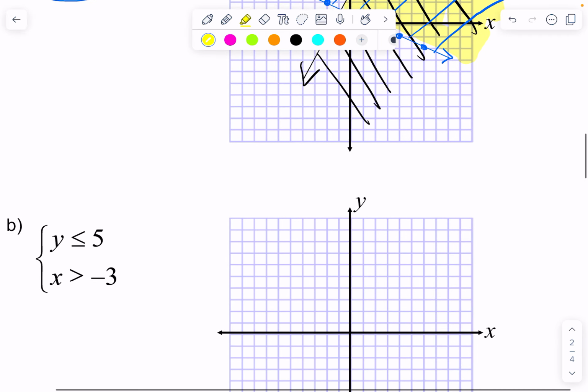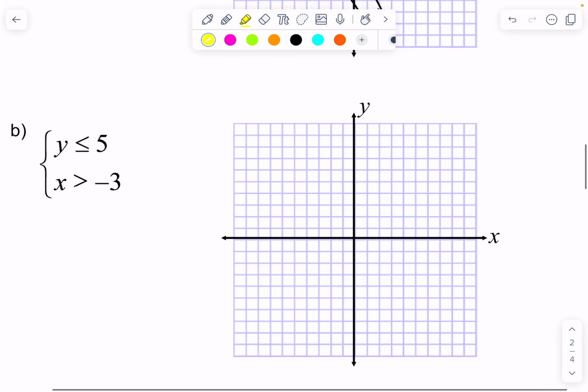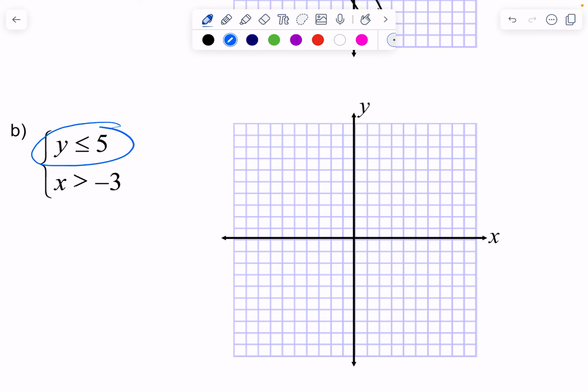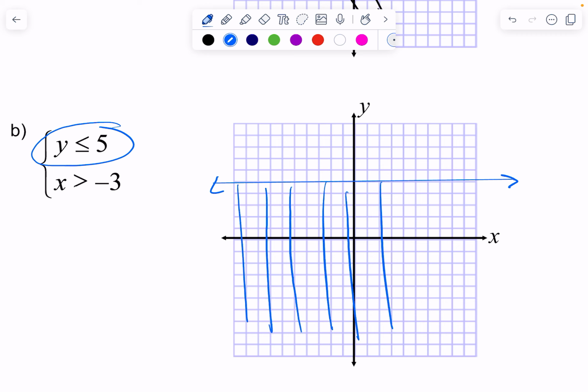Okay, a lot of times this question tends to stump students. Don't sweat it. Remember that a y equals equation, when it has no x's, is literally a horizontal line. So I'm literally going to go 1, 2, 3, 4, 5, and y is less than or equal to 5 is a horizontal solid line going through the 5, and y is less than or equal, so I'm shading below.